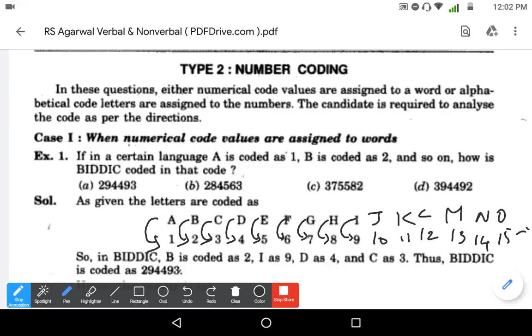Until 26, write the numbers. Now they have asked us what will be the numbering for this code that is given, BIDDIC. Now for B, what is the number? For B, the number is 2. For I, the number is 9. And then for D, the number is 4.